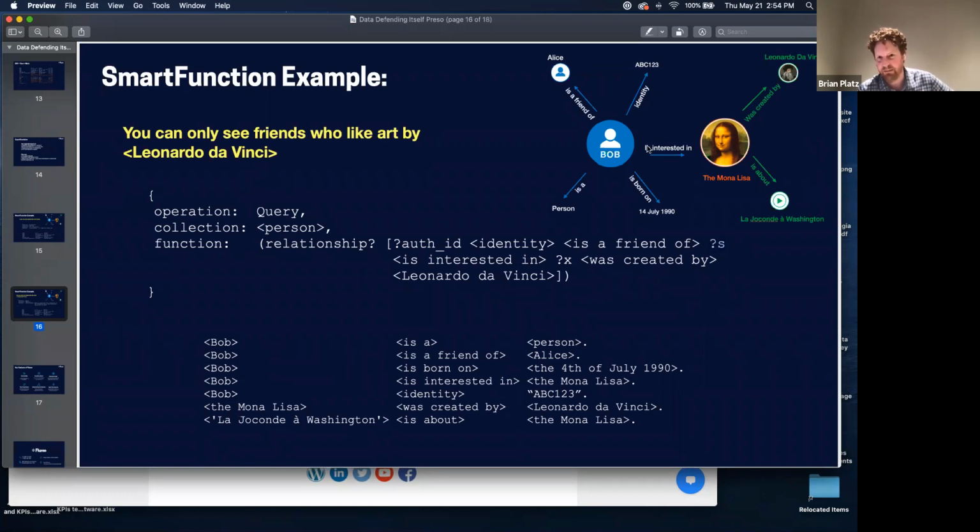And that friend must be interested in any artwork. We're not defining it here, but we're saying that artwork must be created by Leonardo da Vinci. And so from the identity of the individual, we're following this chain and making sure that we end up with Leonardo da Vinci over here. And if for some reason that chain does not exist, the data effectively disappears. It does not exist for me in the system.